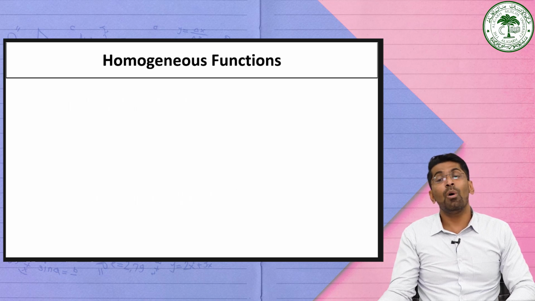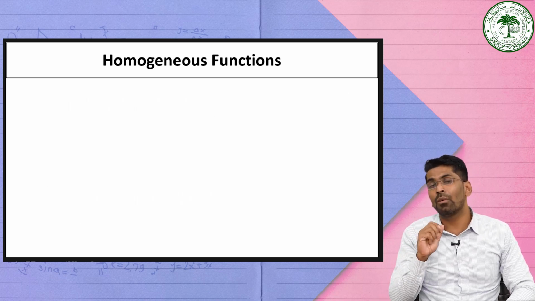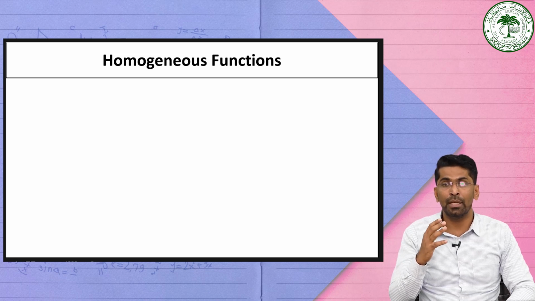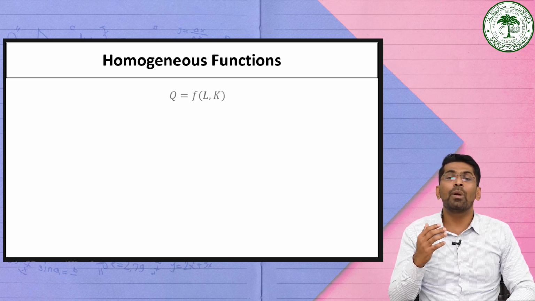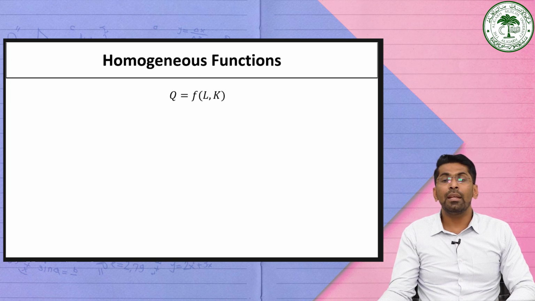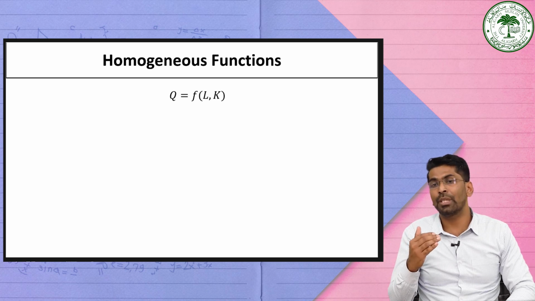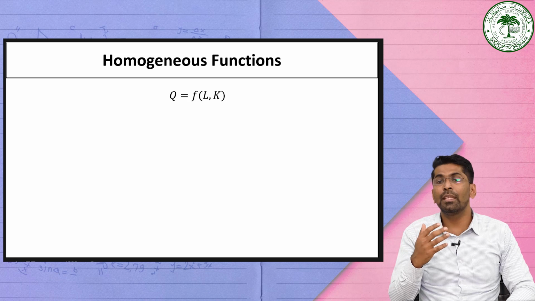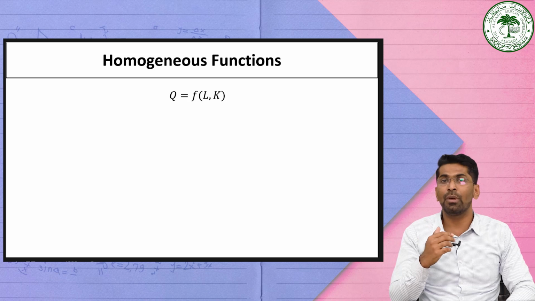Now, a homogeneous function plays a significant role, especially in economic modeling, especially utility functions and production functions. For example, we have a production function Q equals f of L and K, where L is labor and K is capital. Here, if both labor and capital are multiplied by the same constant, for example lambda, then the resulting function value is lambda raised to a power times the original function value, that is f of labor and capital.